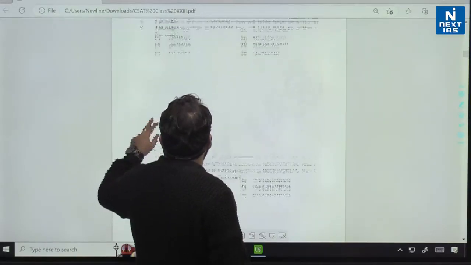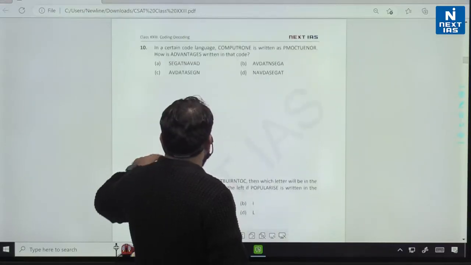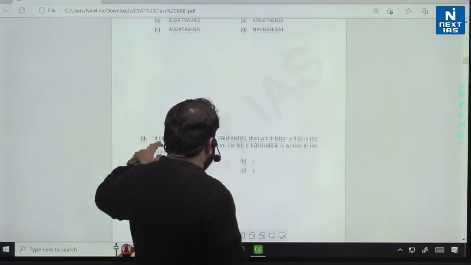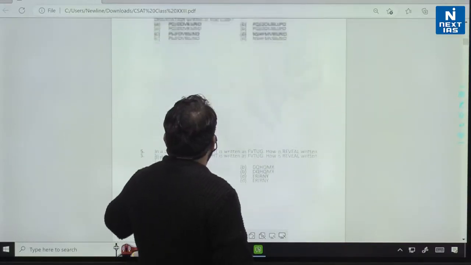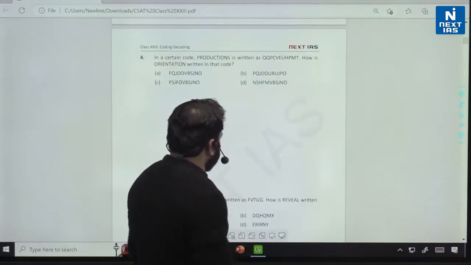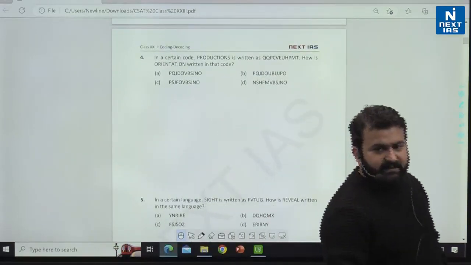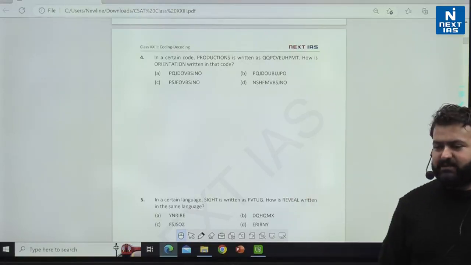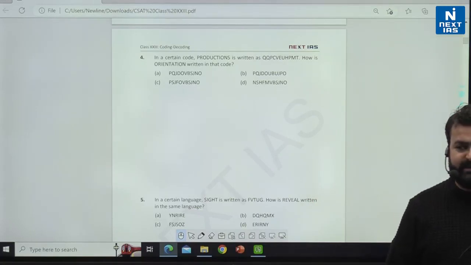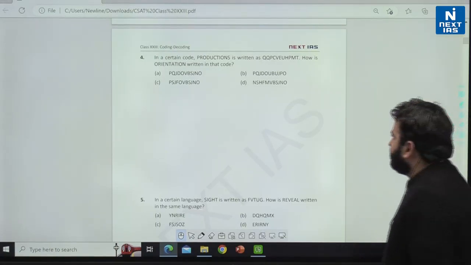All of you do one thing, just try till question number 10th or 11th. Try till question number 11th. Getting the pattern? 4th question, what answer have you all got? A, B. 4th question, anyone having confusion? Who has confusion in the 4th question?